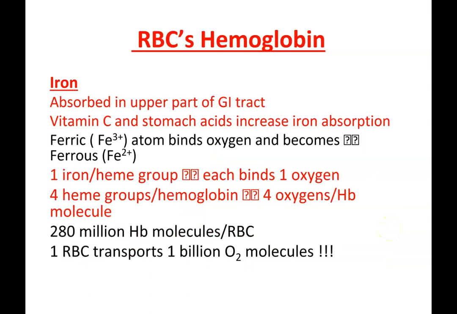Iron is the main component of the heme group, the atom that actually is going to capture oxygen. Iron is a precious element in the living world. It is very hard to absorb. We humans absorb iron in the upper GI tract. Vitamin D typically helps in the absorption of iron. Remember that we find 1 iron atom in a heme group. Each binds 1 oxygen. There are 4 heme groups per hemoglobin, which means that each hemoglobin molecule can bind a maximum of 4 oxygens.